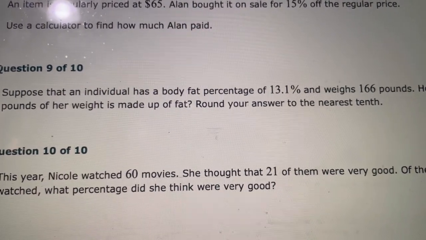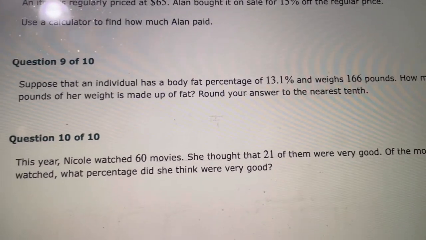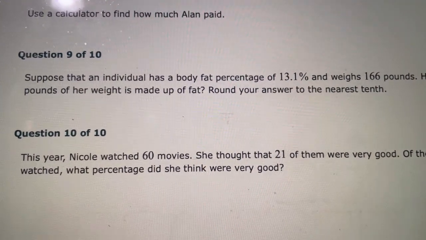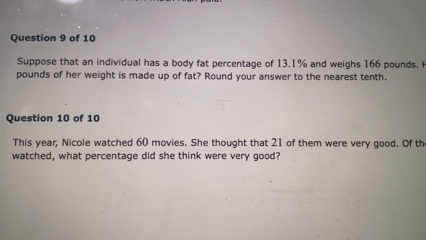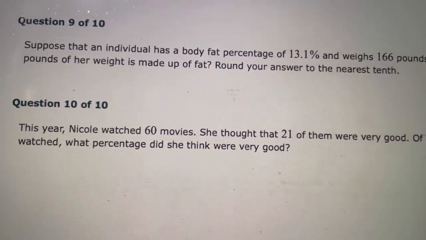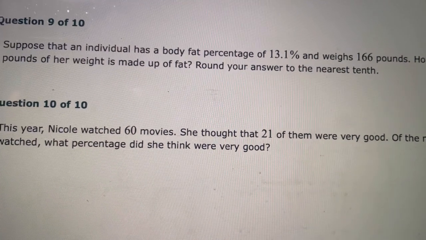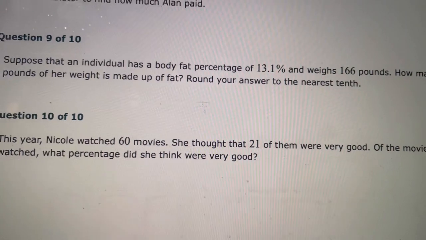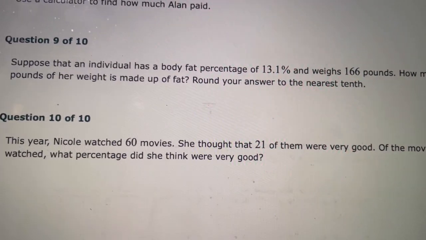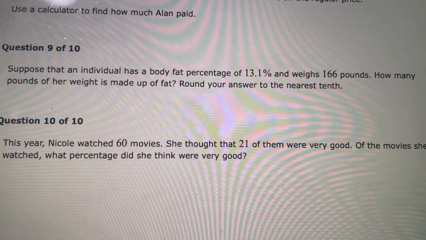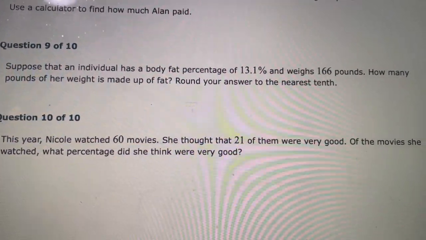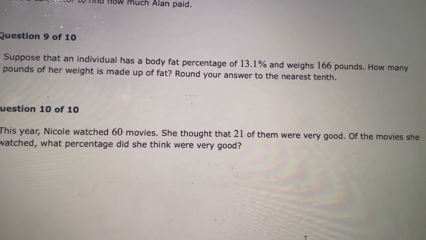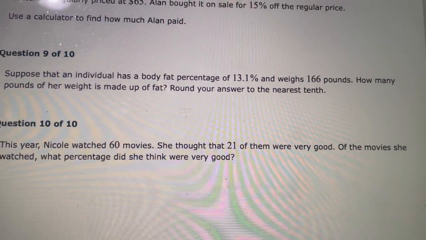Suppose, this is number 9, suppose that an individual has a body fat percentage of 13.1% and weighs 166 pounds. How many pounds of her weight is made up of fat? Round your answer to the nearest tenth. Okay, so body fat percentage means that 13.1% of all of her weight is fat, and she weighs 166 pounds. So how many pounds of her weight is made up of fat? We're just going to multiply 13.1% times 166 and then round to the nearest tenth.